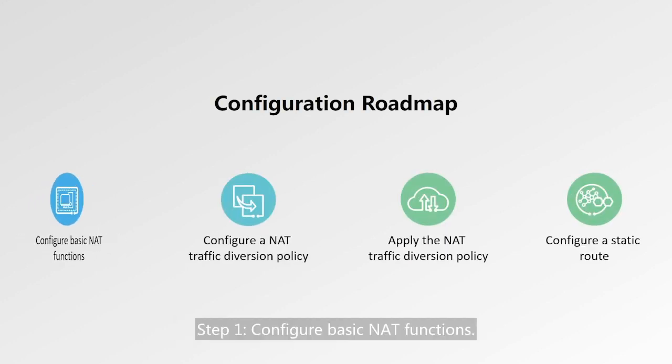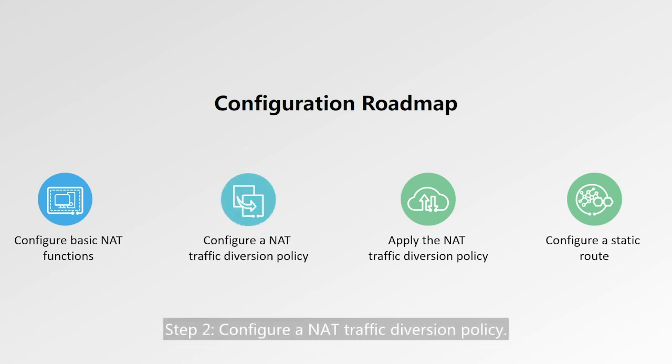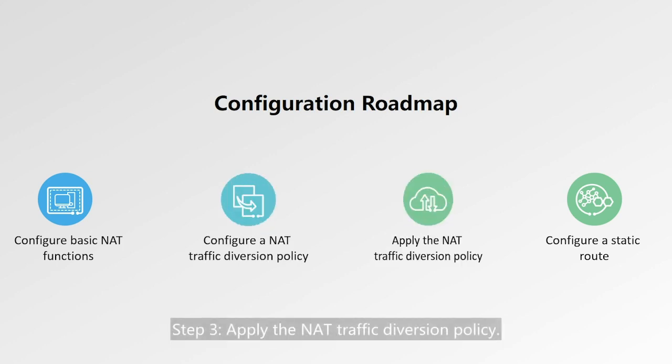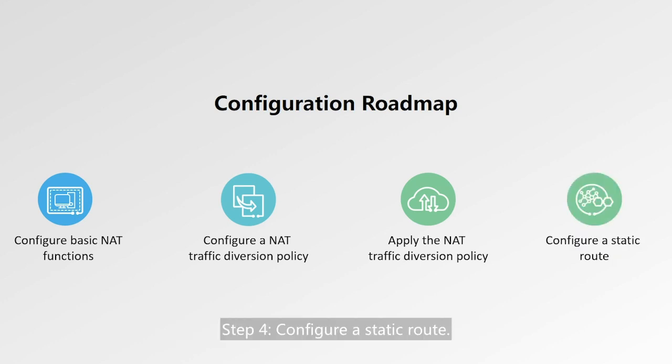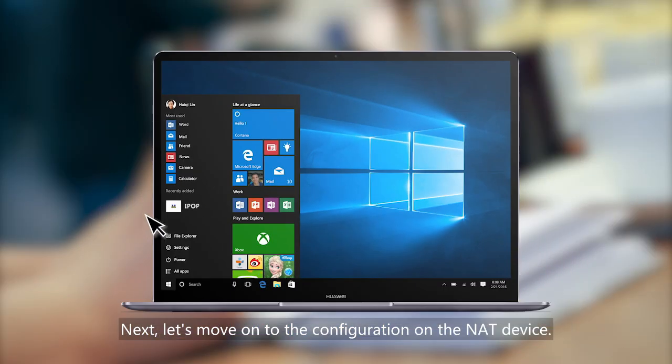Step 1. Configure basic NAT functions. Step 2. Configure a NAT traffic diversion policy. Step 3. Apply the NAT traffic diversion policy. Step 4. Configure a static route. Next, let's move on to the configuration on the NAT device.